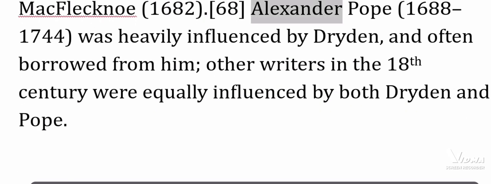1682. Alexander Pope, 1688 to 1744, was heavily influenced by Dryden, and often borrowed from him. Other writers in the 18th century were equally influenced by both Dryden and Pope.